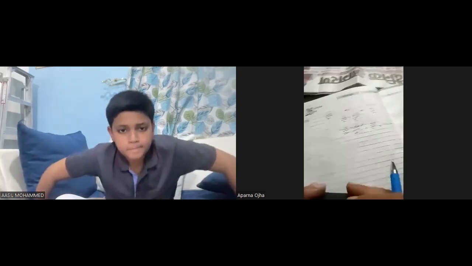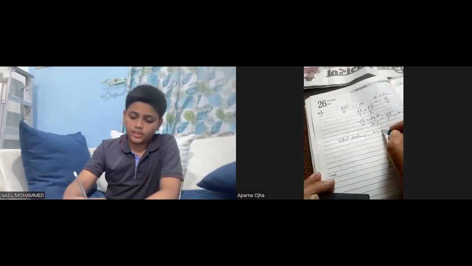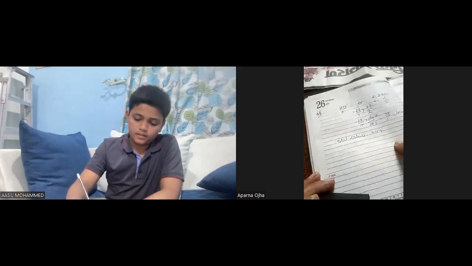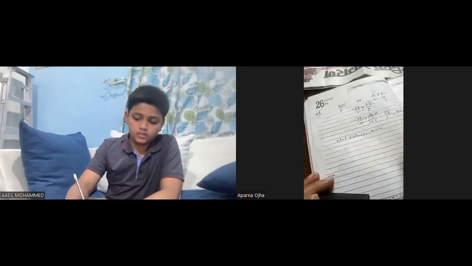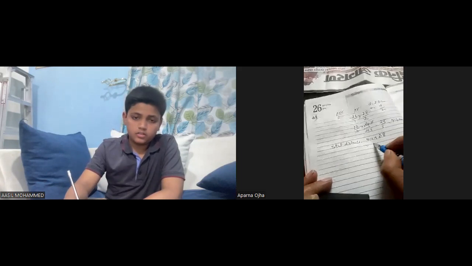The total circumference is how much? The total distance traveled by the ant, you have to find. The semicircle is how much? That is 4.4. And the length of the diameter is how much? That is 2.8. So the total length is how much? 4.4 plus 2.8 is 7.2.